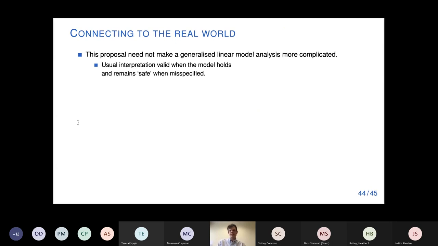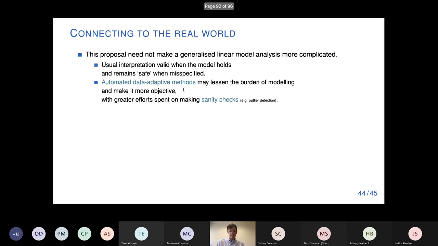Connecting back to the real world, this proposal doesn't necessarily make the implementation, or certainly the reporting and translation, of a generalized linear model analysis more complicated, because the usual interpretation of GLMs remains valid when the model holds, and we're trying to capture a safe approximation when the model is misspecified. The automated data adaptive methods can lessen the burden of having to do model checking and make it more objective and easier to pre-specify. And therefore the efforts of the data analyst can be spent, firstly, on choosing an estimand, but also on making sanity checks such as outlier detection.